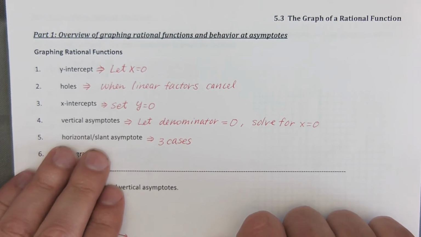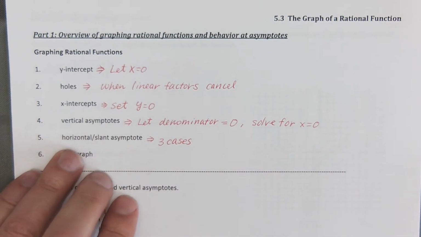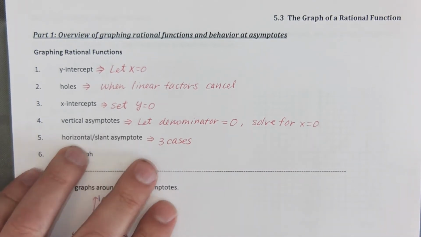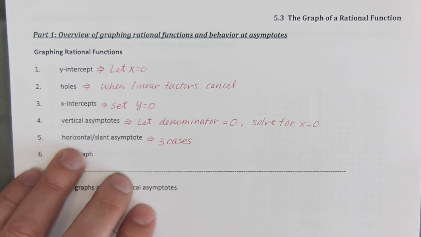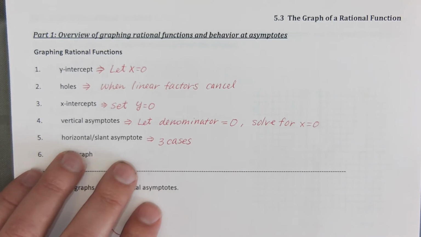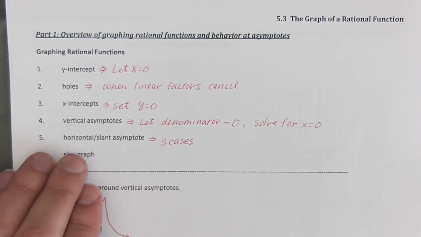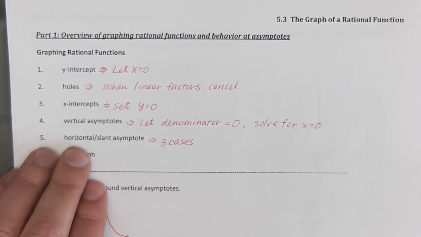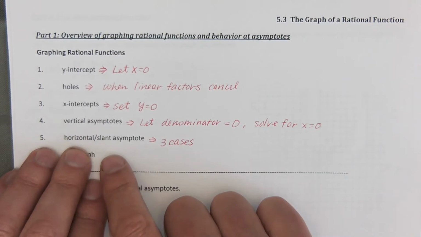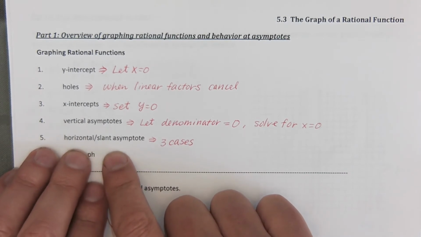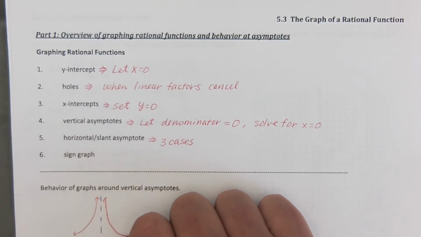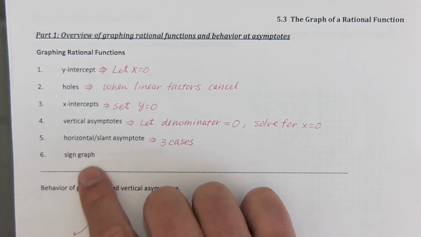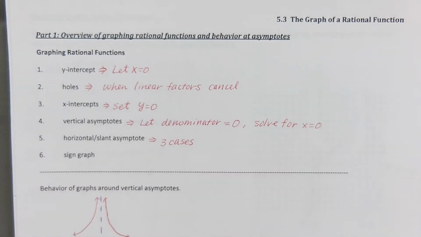Horizontal and slant asymptotes. Once again, here are the three cases. Horizontal asymptote when the numerator degree polynomial is smaller than the degree in the denominator, then it's y equals 0, or the x-axis, which is the horizontal asymptote. If it's the same degree, then the lead coefficients are going to take over. And we'll see some examples of that here in just a minute. And then the signs of the graph. I'll explain more about that as we get to specific examples.